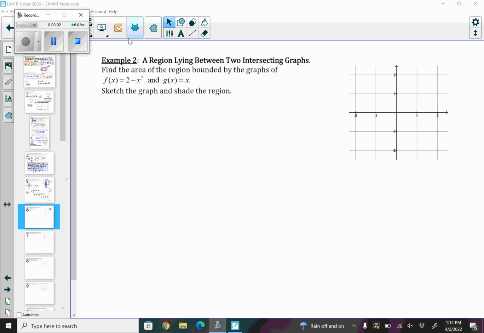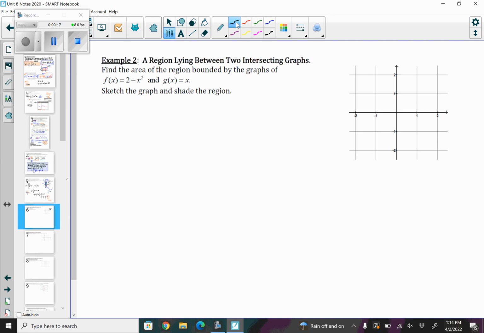Hi Calculus, we're going to look at examples 2 and 3 from 8.4, finding the area between two curves. These are pretty straightforward problems, so I'm hoping they feel like a good reminder of what we did last week and get you ready for class tomorrow.